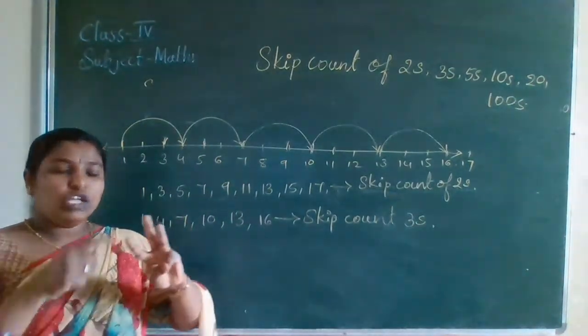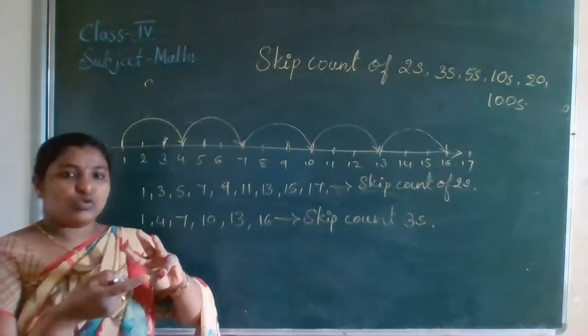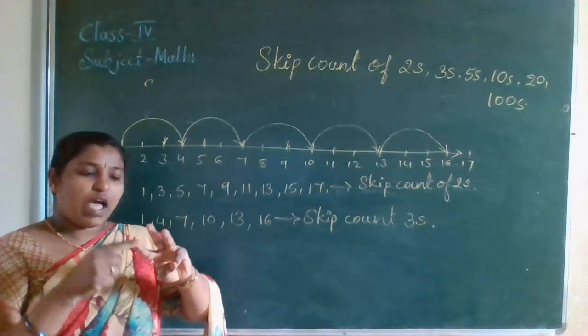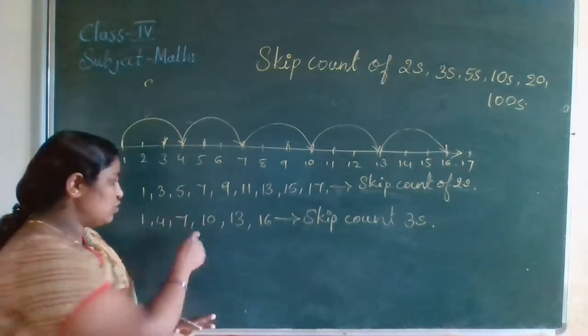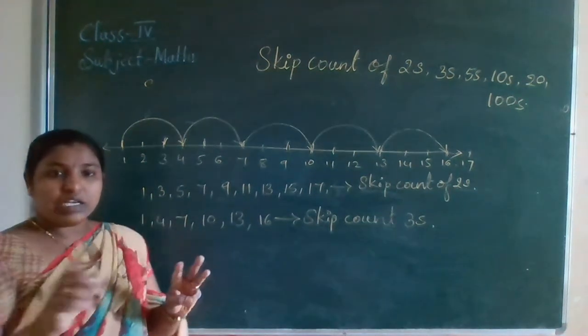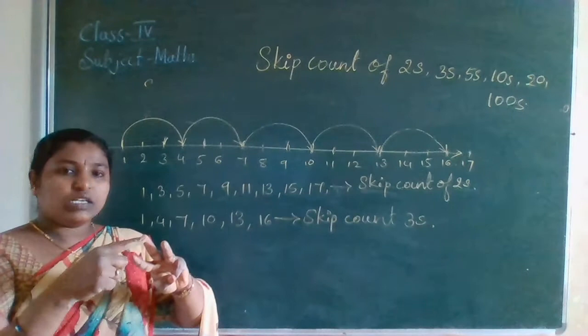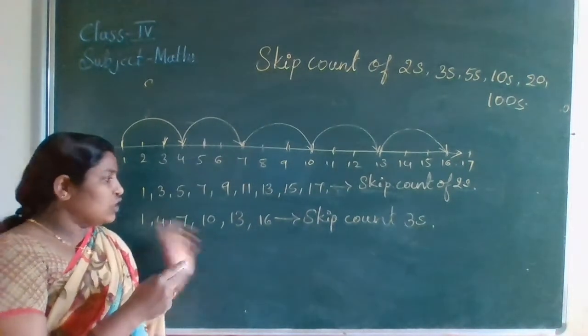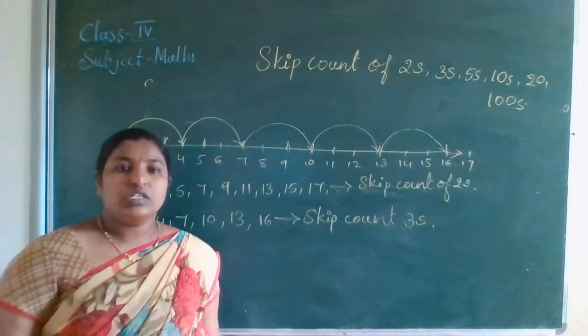After 4, you should leave 4, then you should count. 4 leave, 5, 6, 7. So 7 is the answer. Next leave 7, 8, 9, 10 is the answer. So this is skip count threes.